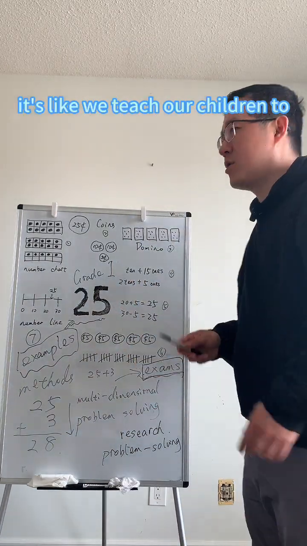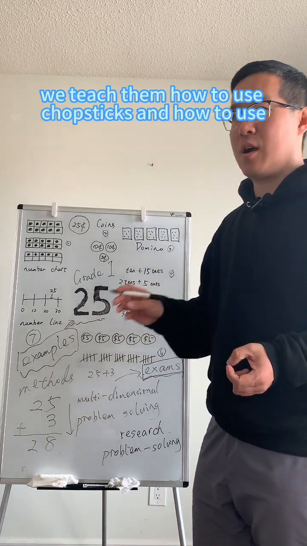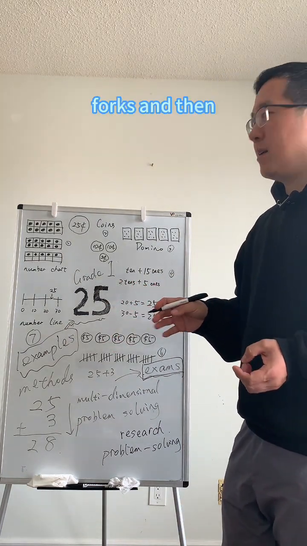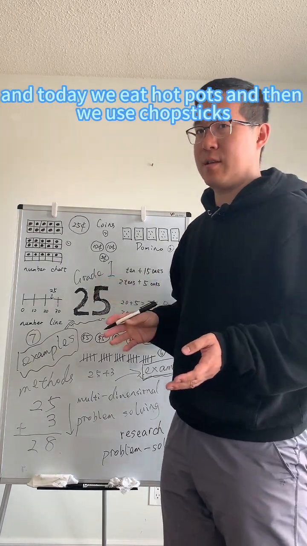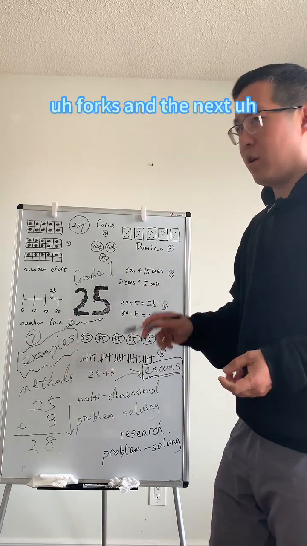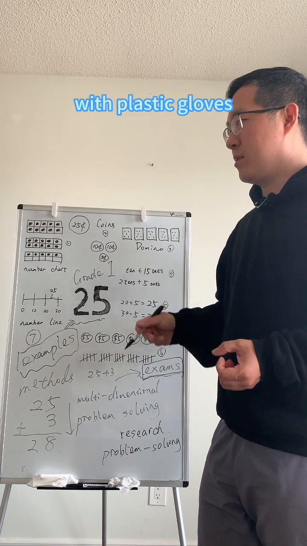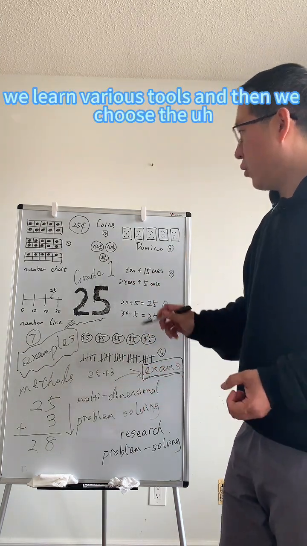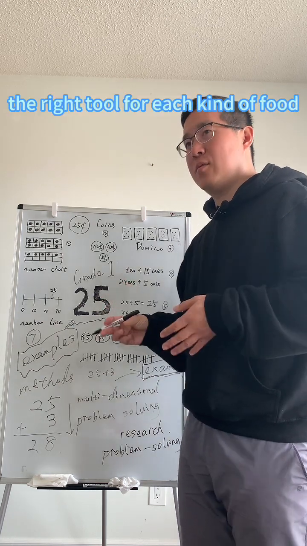So it's like what? It's like we teach our children to eat, and we use different tools. For example, we teach them how to use chopsticks and how to use forks. And then today we eat hot pot, and then we use chopsticks. And tomorrow we have beef steak, so we use forks. And the day after tomorrow we eat fried chicken, so we use our hands with plastic gloves, something like that. We learn various tools, and then we choose the right tool for each kind of food.